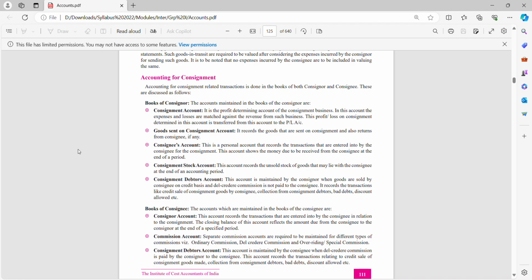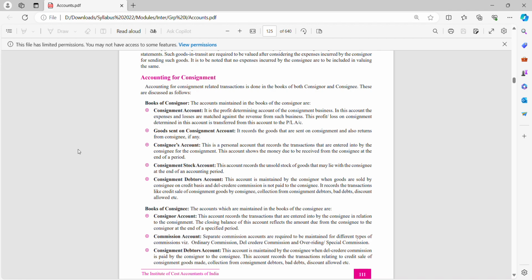It is the profit determining account of the consignment business. In this account, the expenses and losses are matched against the revenue from such business. This profit or loss on consignment determined in this account is transferred to the P&L account. So what is consignment account? It is a profit determining account of consignment business. So it is a general P&L account. All your expenses and income are transferred to this account.